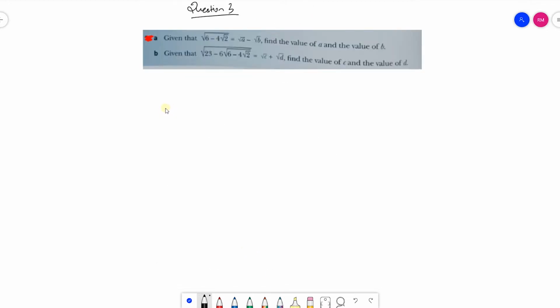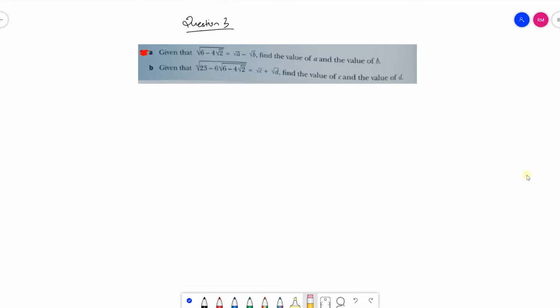Now let's look at question number 3. Given that square root 6 minus 4 surd 2 is equal to surd a minus surd b, find the value of a and b. So let me write it out first. So 6 minus 4 surd 2 equals surd a minus surd b. And now we need to simplify this left hand side so that it will become the form of surd a minus surd b, the one that is in the right hand side. So what can we do here?